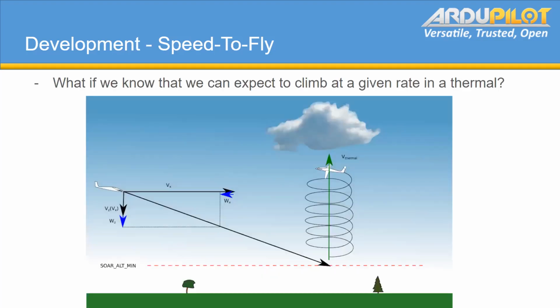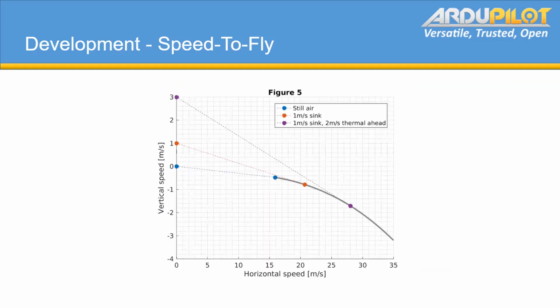What if we know, however, that we are expecting to find a thermal up ahead of us that will give us a certain climb rate? Well, fortunately, this theory, amazingly, also works for this situation. What we do is, forgetting about headwind for now, we add the expected climb rate as an additional vertical offset to the starting point of the tangent. And what this tells us is that if we're expecting to find lift ahead, we should fly faster.